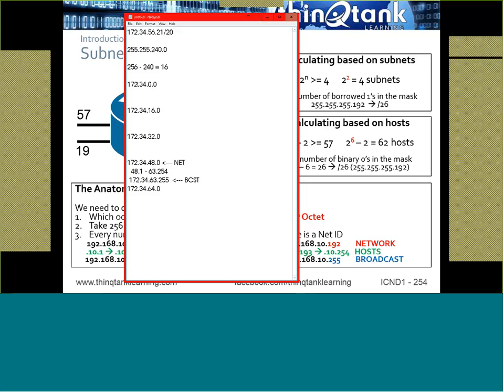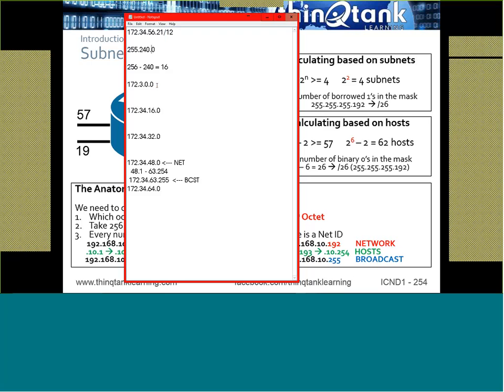I could make this a supernet, and instead of saying 20, I can say 12. Now the network ID becomes 172.32.0.0, and the broadcast becomes 172.47.255.255. My block size didn't change. The only thing that changed is where I was calculating the blocks.